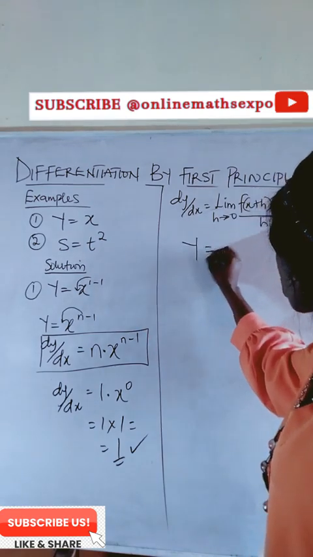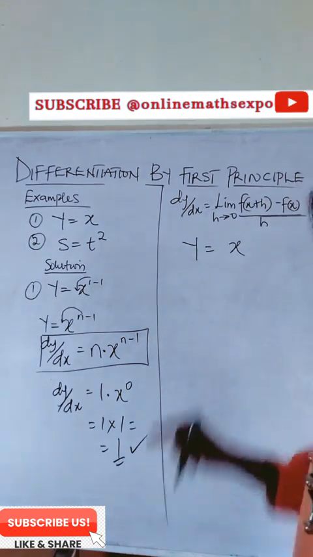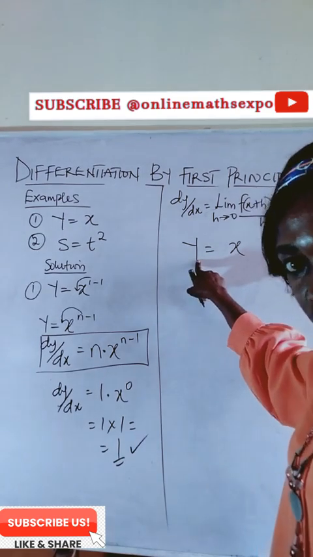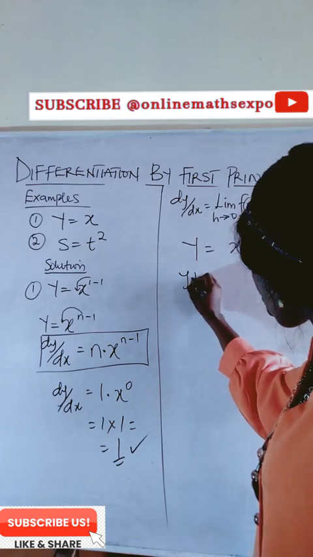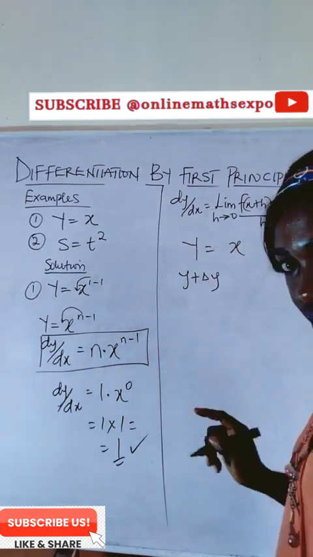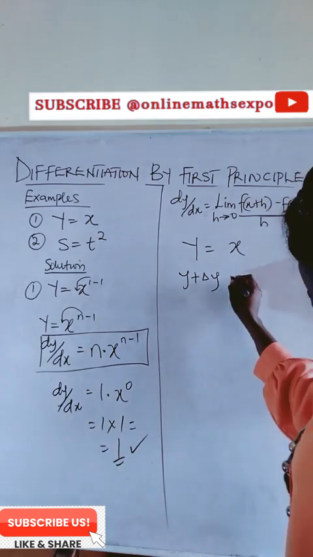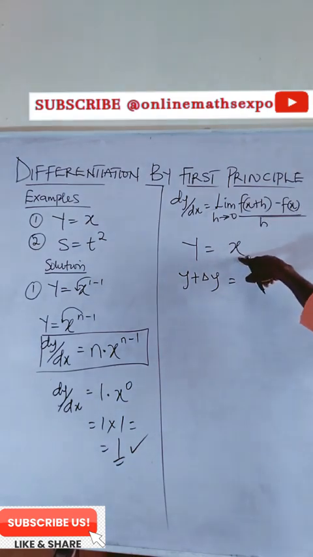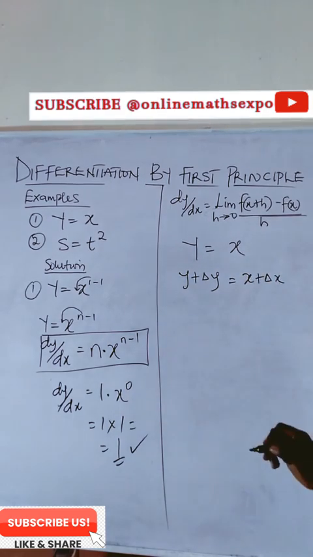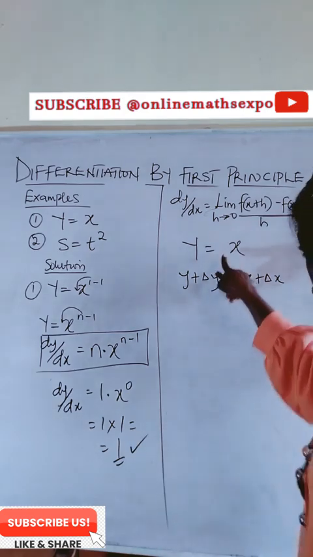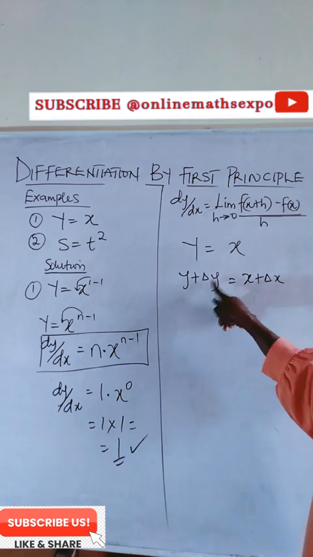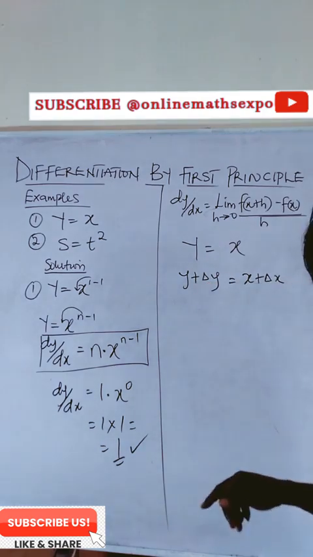What you have is y is equal to x. So begin by adding the change. For y, we add the change in y, and you add it to your y, is equal to, for your x, also add your change in x. So it's going to be x plus change in x. That's the first step: add your change to each of the variables. So for y, we have change in y, and for x, we have change in x.